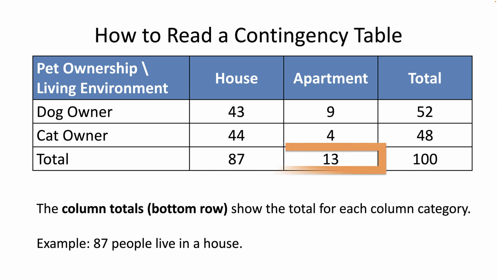The column totals, which are located in the bottom row, show the total for each column category. So in this case, we can see that 87 people in the survey live in a house and 13 people lived in an apartment. The column totals are also known as marginal totals. They give us the total for one variable in the table.